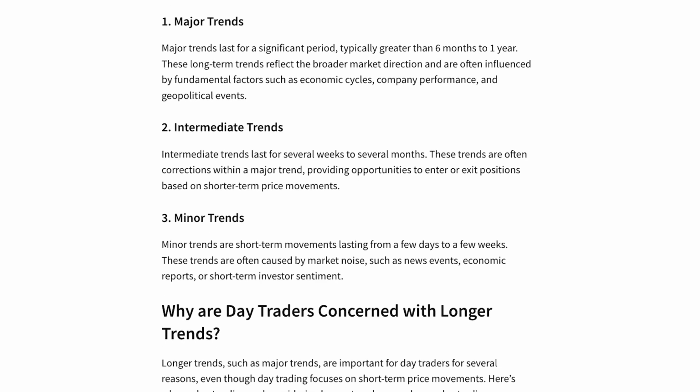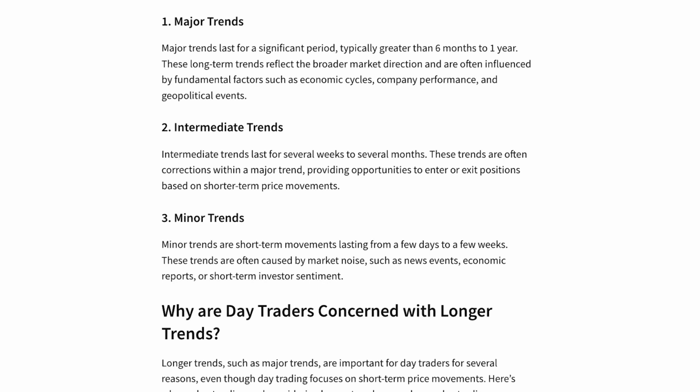Major trends are going to last for a significant period of time. The general consensus is over 6 months to over a year. If we're in an uptrend, then that would indicate that it's a major trend, if the stock has been moving up for 6 months to a year. These long-term trends reflect the broader market direction, and they're often influenced by fundamental factors.